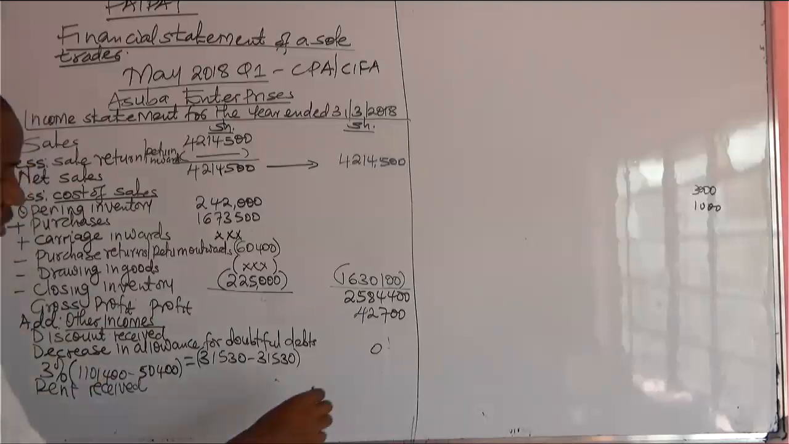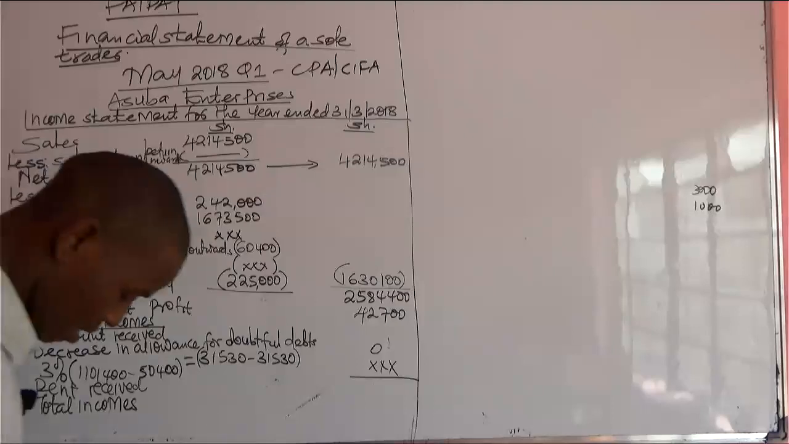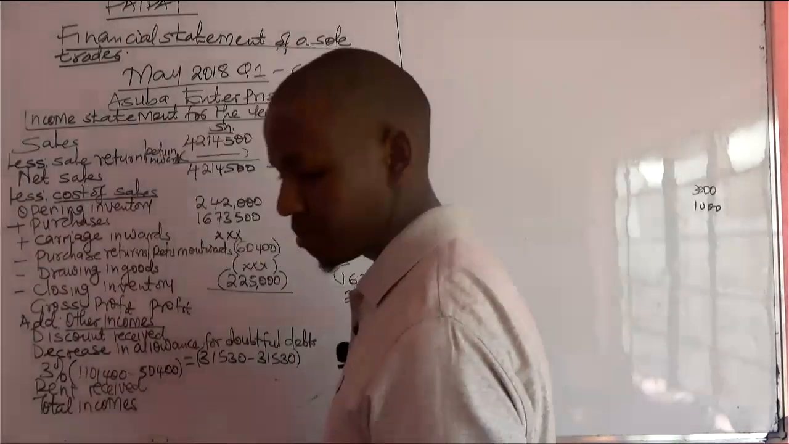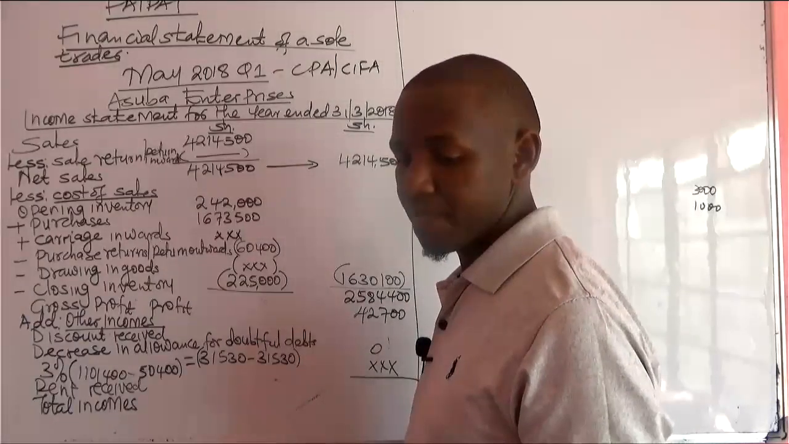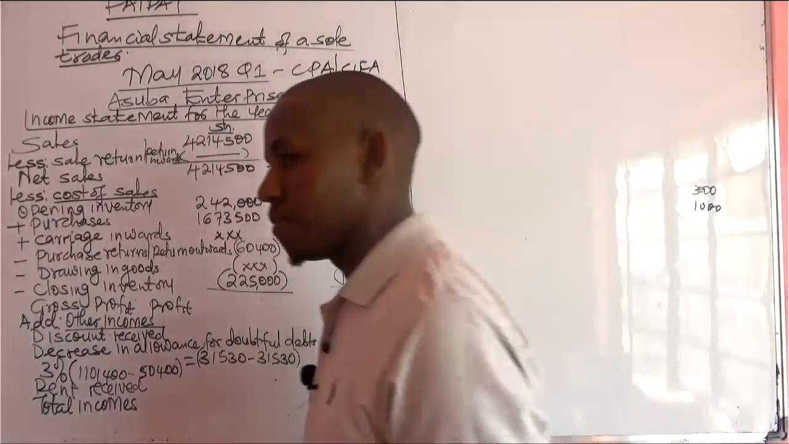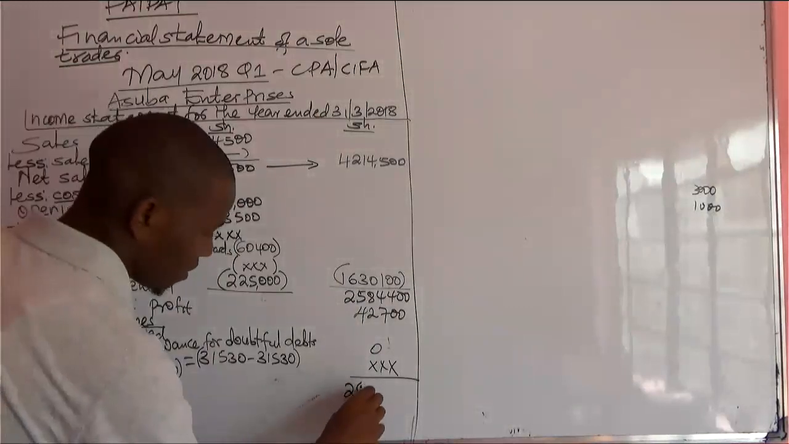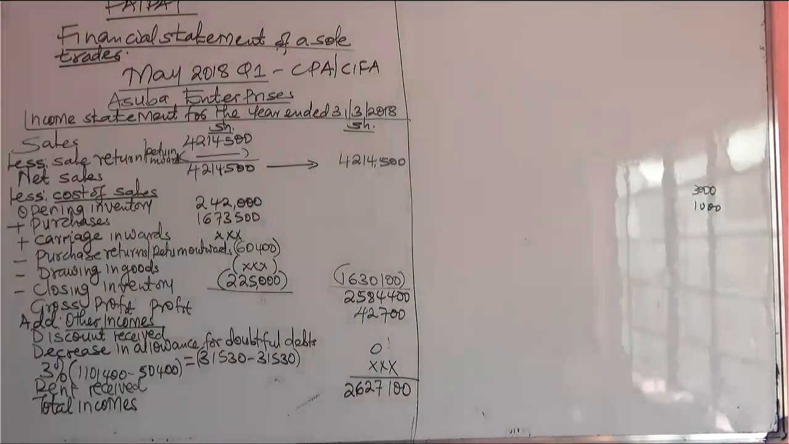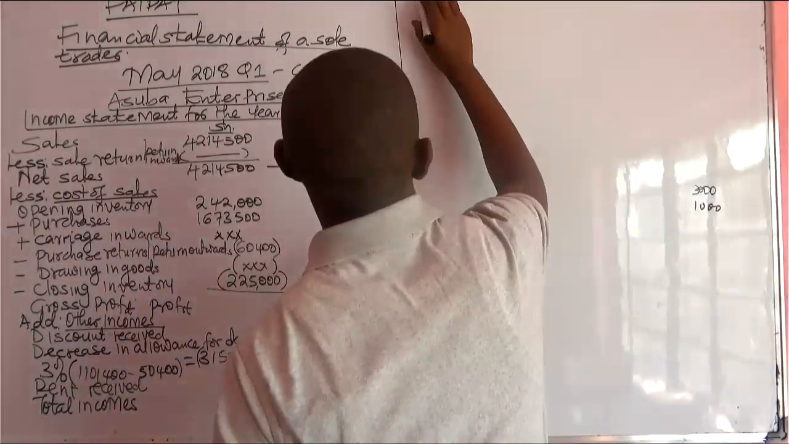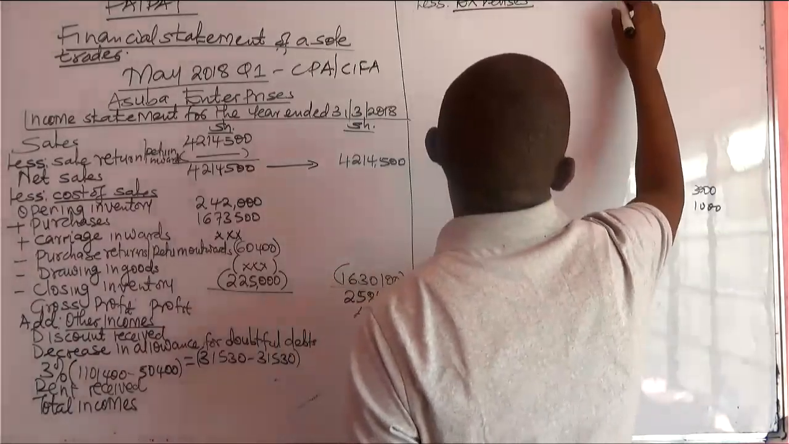Now, the other one, if there is rent received, you also take it as part of your income. So get the total incomes. How much are you getting as your total income? So it is 2,627,100, right? Then from there you less the expenses. So our shillings there.